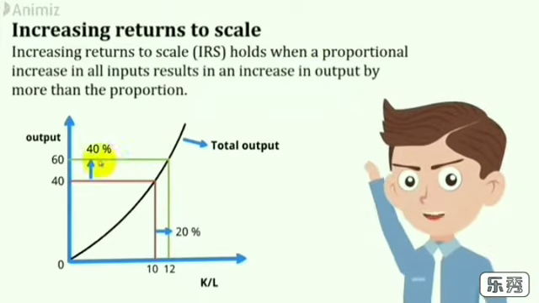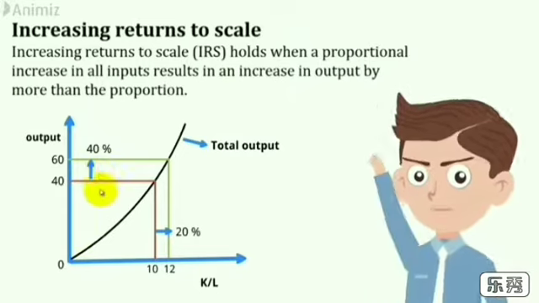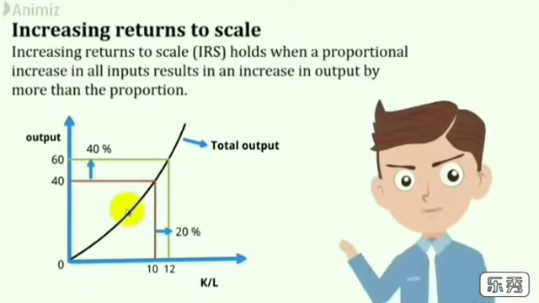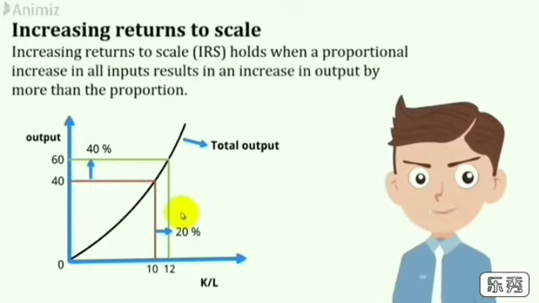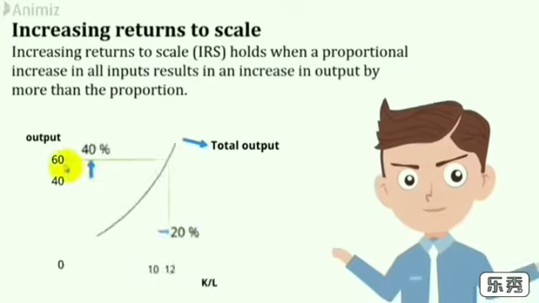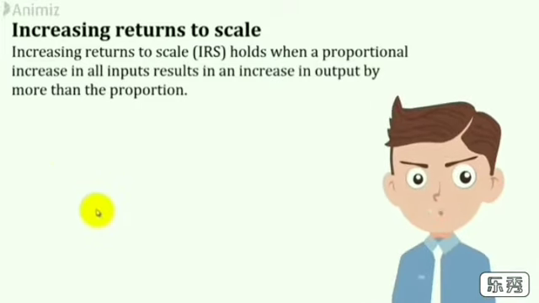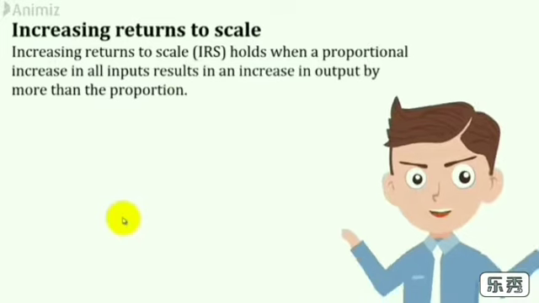Here it shows a 40% increase in the level of output due to a 20% increase in the level of input. So it shows the increasing returns to scale level of the production function.